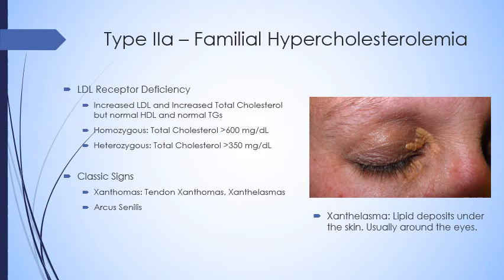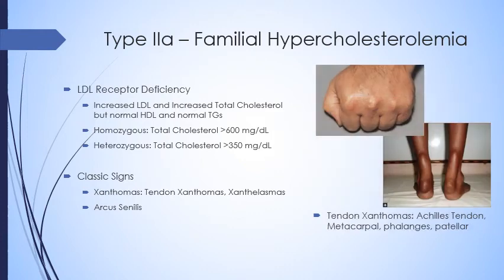The classic signs for hypercholesterolemia are absolutely related to this increased serum cholesterol, and these are called xanthomas. Depending on where these xanthomas show up, you get different things. So xanthelasmas, the one picture here, are lipid deposits under the skin, usually around the eyes. Another type of xanthoma are tendon xanthomas. So we have Achilles tendon xanthomas, metacarpal xanthomas, phalanges, patellar xanthomas. Those are the really common ones that you'll see. So you'll see all these lipid deposits and deformations.